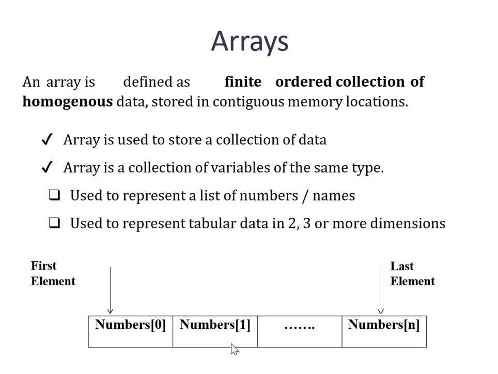So in this figure you could see an example of how the items or data in an array are arranged. If this is the first data item or the first element, we call it numbers within the bracket 0. This is nothing but the indexing, which is used to identify the element or a data item in the array. So numbers of 0 represents the first element, 1 is the second element, and so on till n. If the size of the array is n, this says n is the last element. So this is a simple structure or representation of an array.